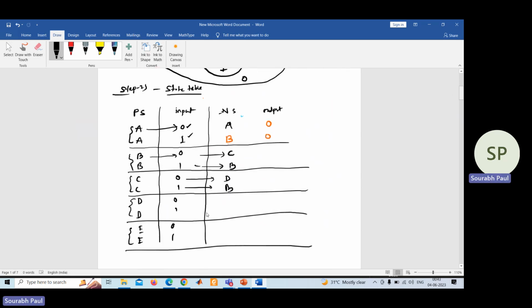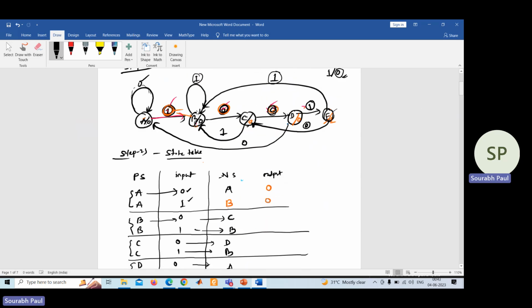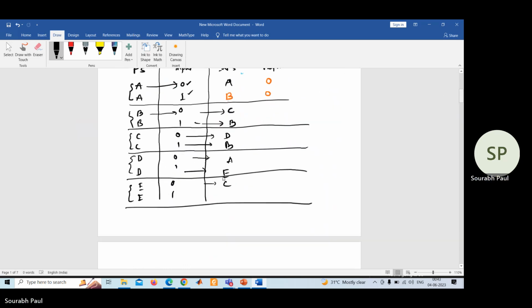Likewise, for D, if the input is 0, you are going to A. If the input is 1, you are going to E. Now from E, if the input is 0, you are going to C, and if the input is 1, you are going to B. Now write down the output. Only in the last case you will have the output of 1.